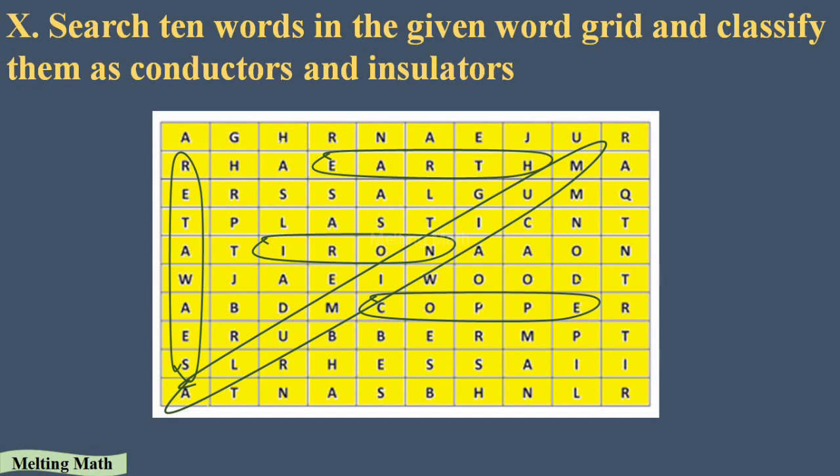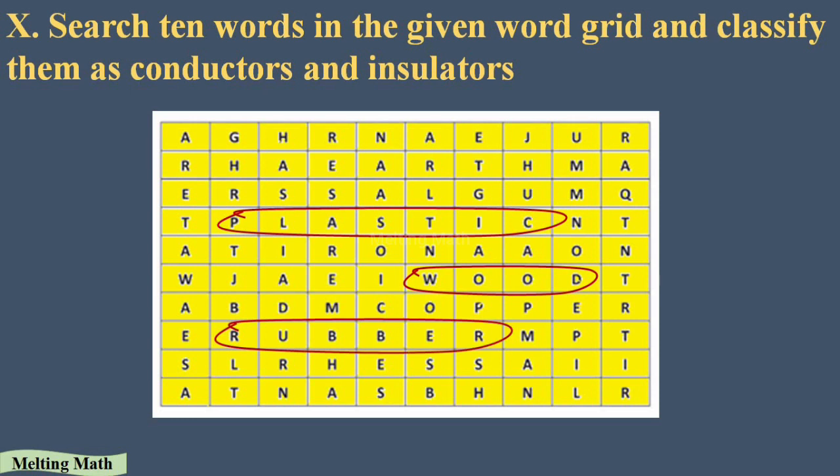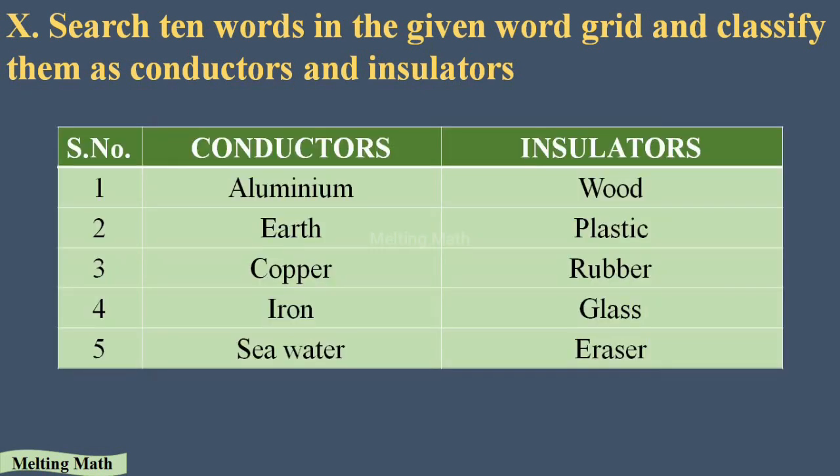Let's find out the insulators. Here wood is here, it is an insulator. Next plastic is here, it is also an insulator. And rubber is here, it is also an insulator. Here glass is here, it is also an insulator. Finally, eraser is here. It is also an insulator. So these are the materials present in that grid as conductors and insulators. Okay, so that's it. In our upcoming videos, we can see the next unit.